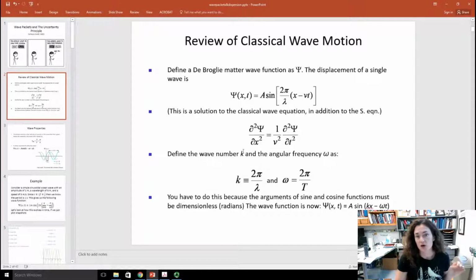Now we're going to define our wave number k and our angular frequency omega like this. k is equal to 2 pi over lambda and omega is equal to 2 pi over the period T. Now you have to do this because the arguments of your sine and your cosine functions have to be dimensionless. In other words, they have to be in radians. So now if we write it that way, then our wave function psi of x,t could be written as A times sine(kx minus omega t). So that's one way to write a wave. Okay, so that's a review of the notation and what everything means.